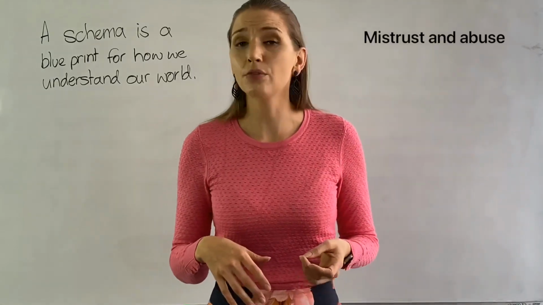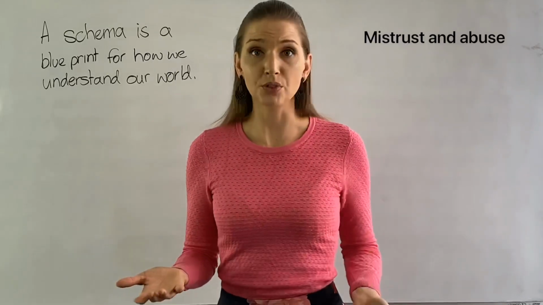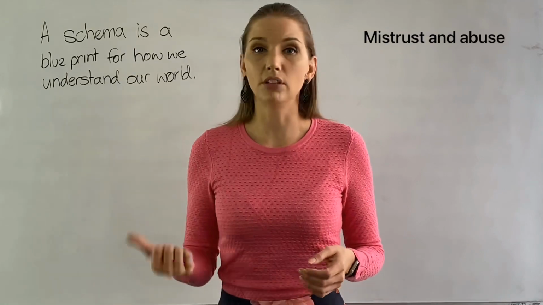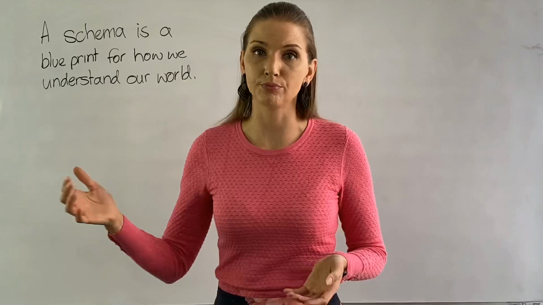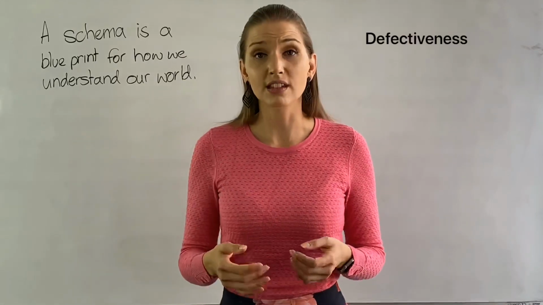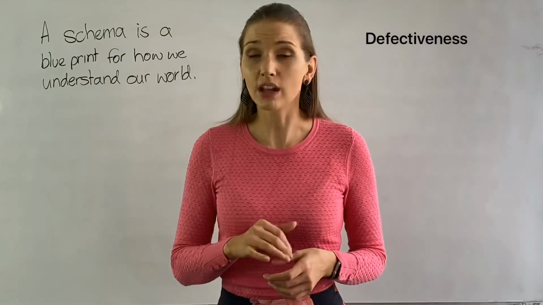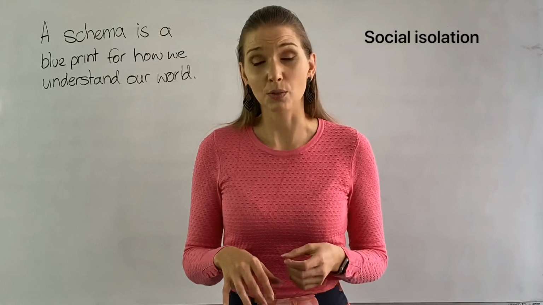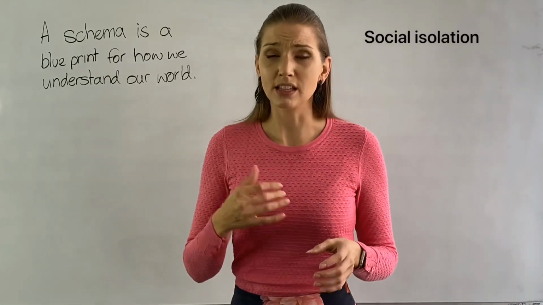Mistrust and abuse is number 3. It looks at if you've had early experiences of abuse and neglect or trauma, then there's an expectation that people are going to lie, cheat, hurt, abuse you in the future, okay? Defectiveness is the next one. It's the belief that there is something inherently wrong with you and there's nothing you're going to be able to do to change it. Social isolation is the next one, which talks about the belief that you don't fit in anywhere. It's a sense of not belonging.